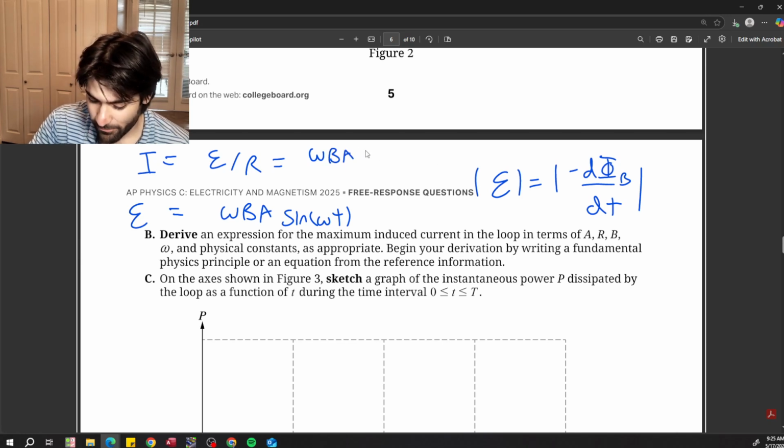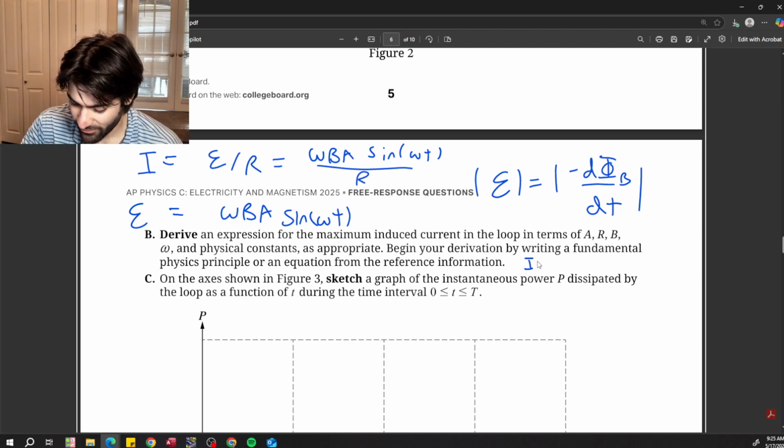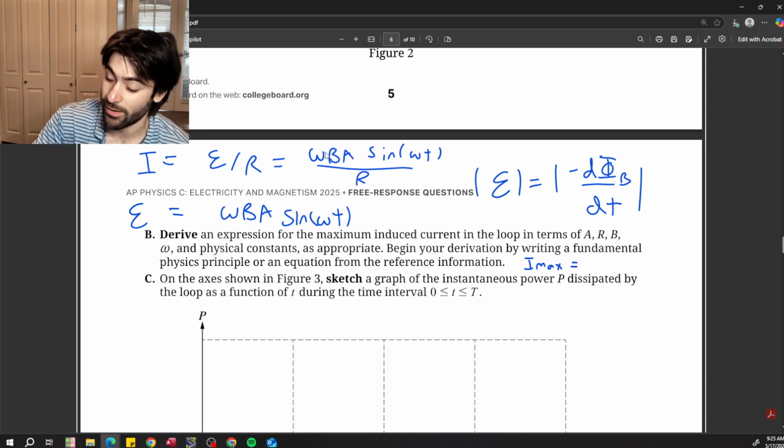Now they want the maximum. Okay, well, if it's some number times sine, the maximum is just going to be that number, right? The maximum value for sine is equal to 1. So that just means that I max, the maximum current, will be the maximum possible EMF, omega BA, over R.